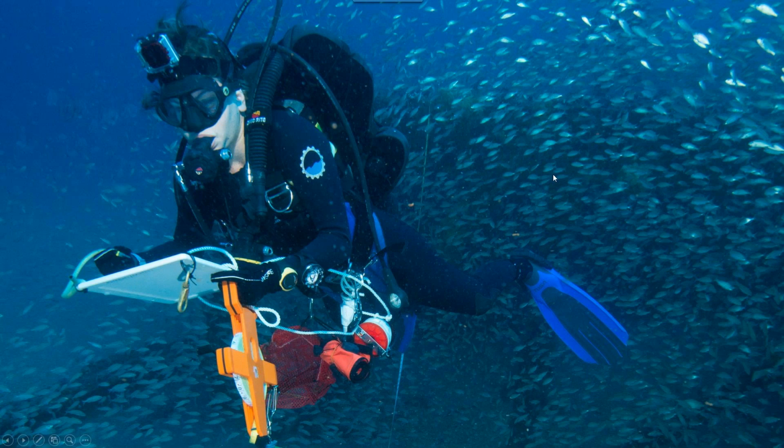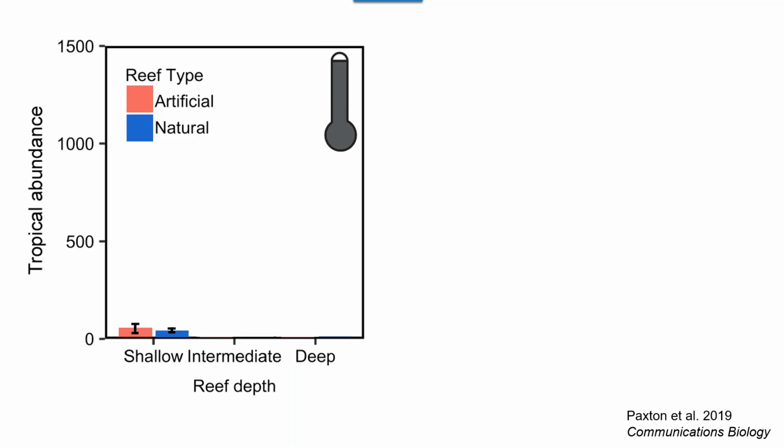This is one of our scientific divers on one of the ship type artificial reefs, and you can see the shadow of that ship structure in the background that's nearly obscured by the school of fish. And so what did we find? We found a really interesting pattern, and I'm going to break it down for you by depth versus the abundance of tropical fish to start us out.